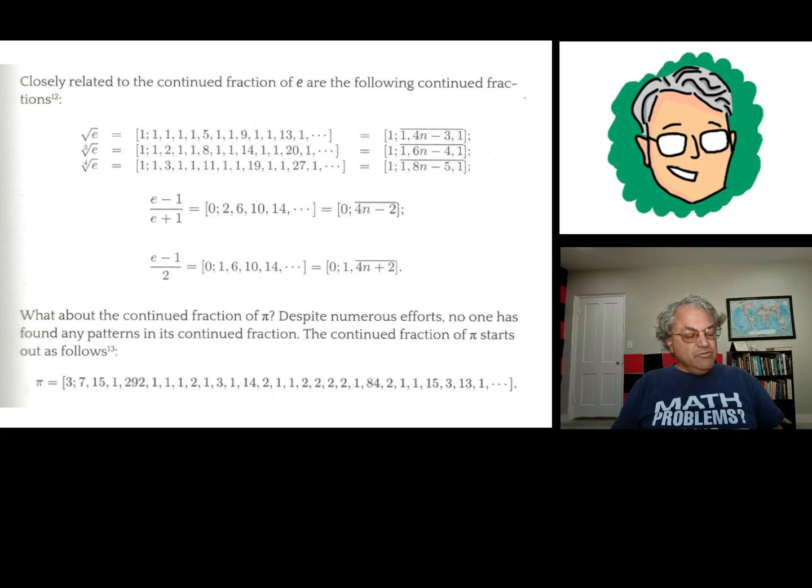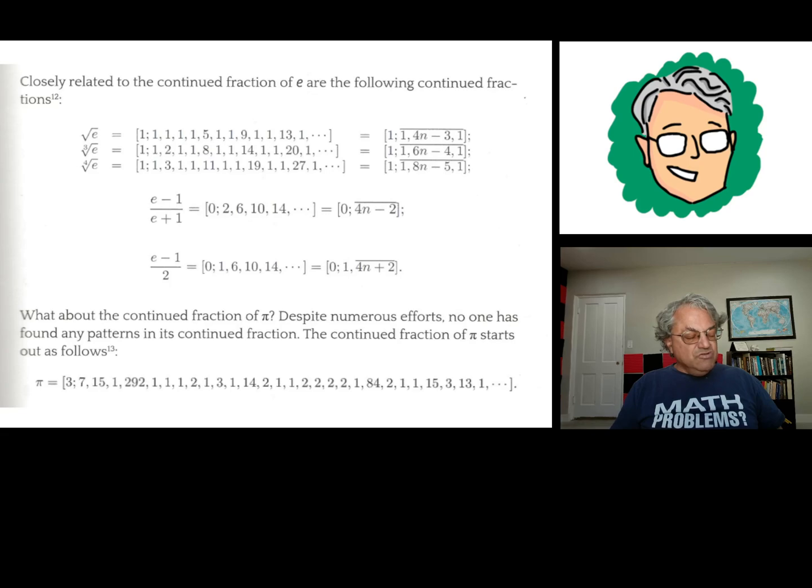And similarly, the cube root of e has a similar pattern. It starts out 1 semicolon 1, 2, 1, 1, 8, 1, 1, 14, 1, 1, 21, which we can write as 1 semicolon 1, 6n minus 4, 1. And the fourth root of e has the form 1 semicolon 1, 8n minus 5, 1. This pattern continues for any kth root of e, by the way. They all have a special form like this. I'm not sure why. But anyway, they do.